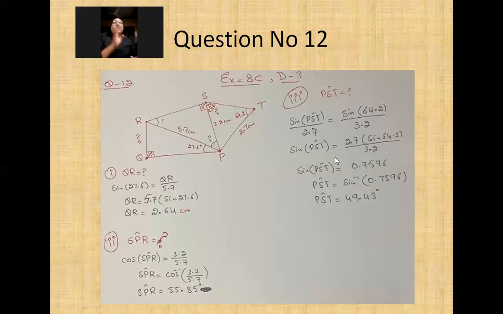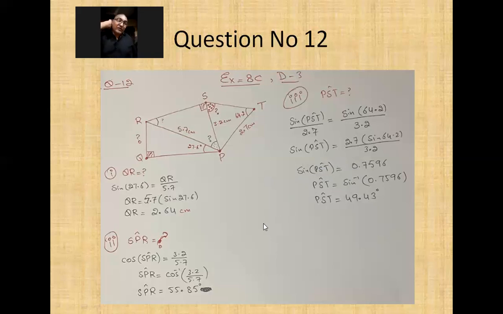So let's see how you enter this on your calculator. Very carefully enter this in your calculator. I'm telling you the command which you have to enter. 2.7 multiply sine 64.2 equals, divided by 3.2 equals. So you will get 0.7596. Then this sine will come to this side, and that will become sine inverse.